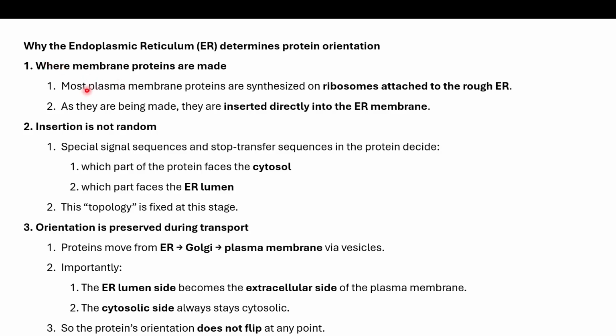So what happens here is most plasma membrane proteins are synthesized on ribosomes attached to the rough ER, and while they are being made, they are inserted directly into the ER membrane. Special signal sequences and stop transfer sequences in the protein decide which part of the protein faces the cytosol and which part faces the ER lumen, and the topology is fixed at this stage. Eventually, proteins move from ER to Golgi to plasma membrane via vesicles. So the ER lumen side becomes the extracellular side of the plasma membrane, and the cytosolic side always stays cytosolic. The protein's orientation remains the same.